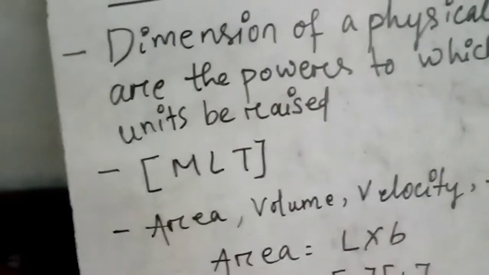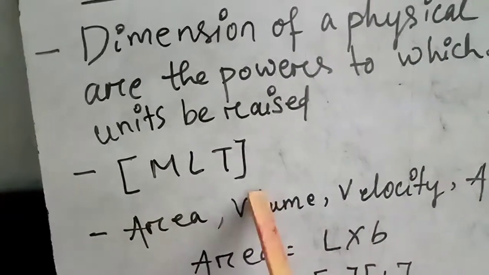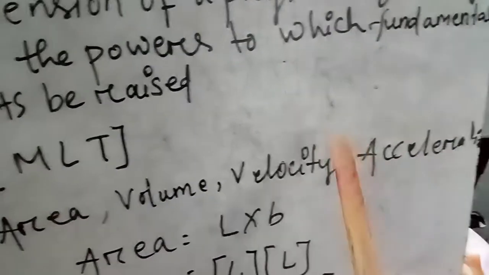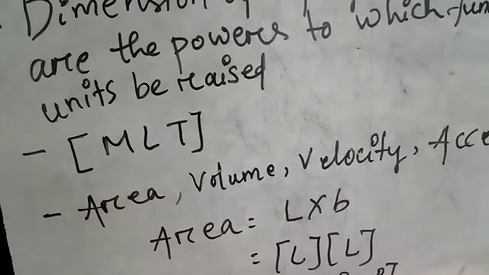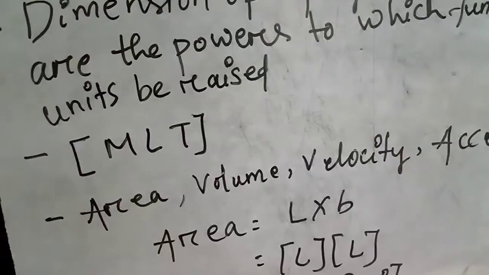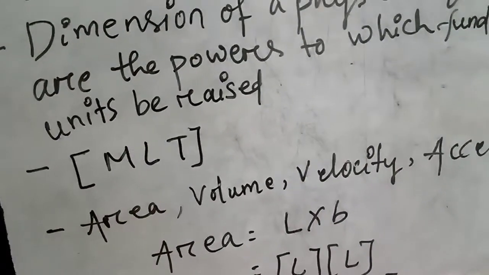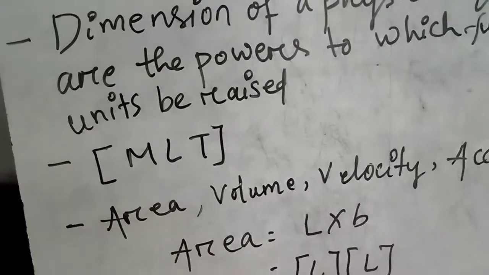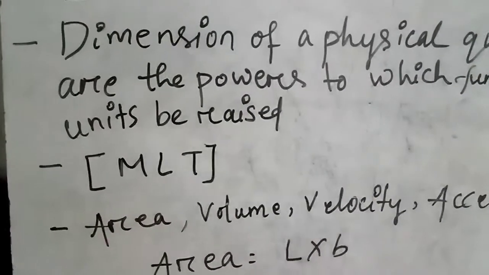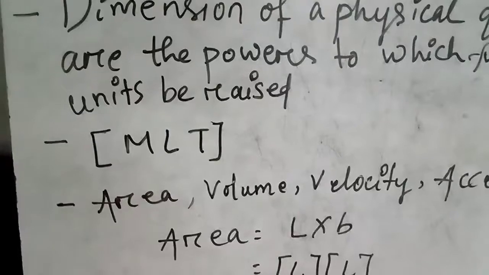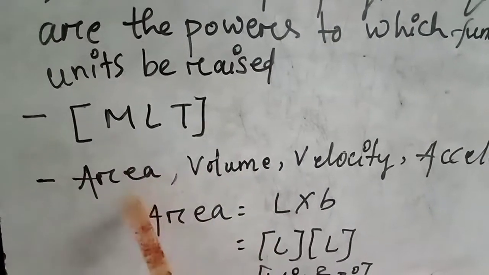So examples of physical quantities are area, volume, velocity, acceleration, momentum, kinetic energy, potential energy, current, and surface tension. Everything is an example of a physical quantity. So we can determine their dimensional formula like this. So first is area.